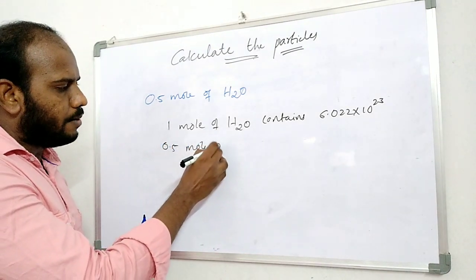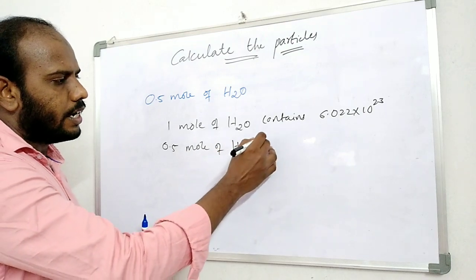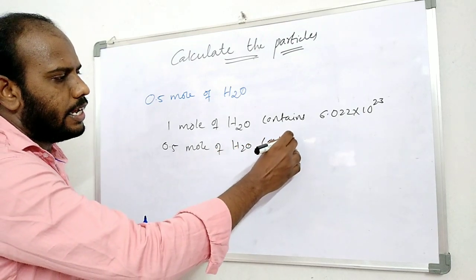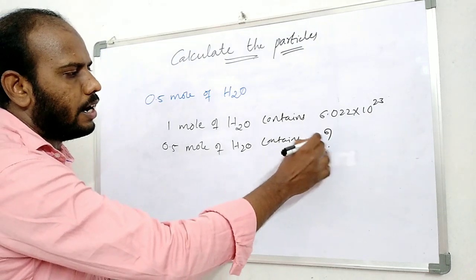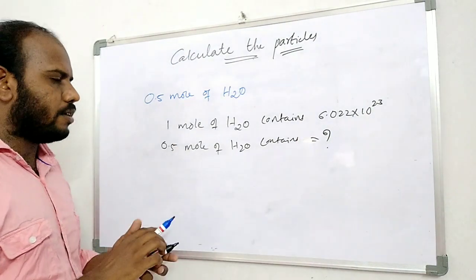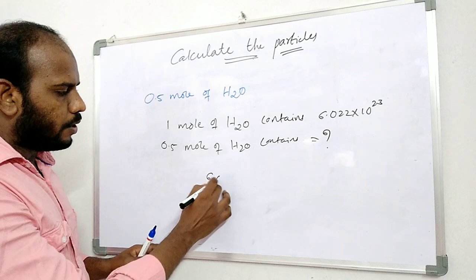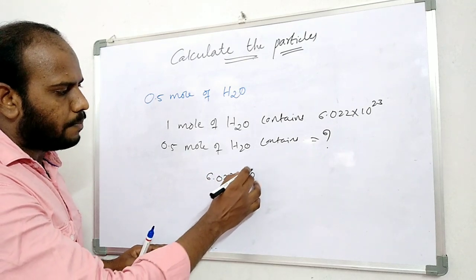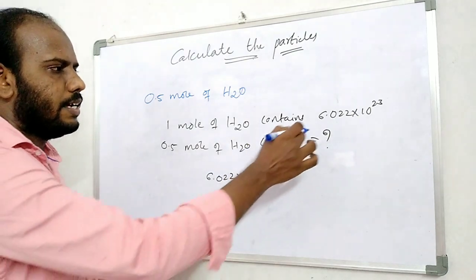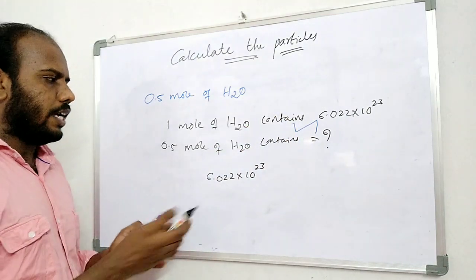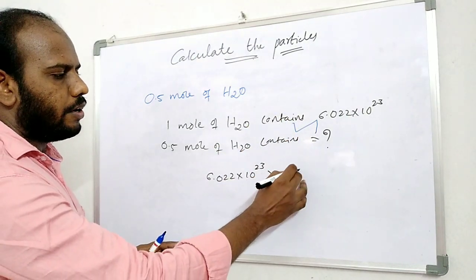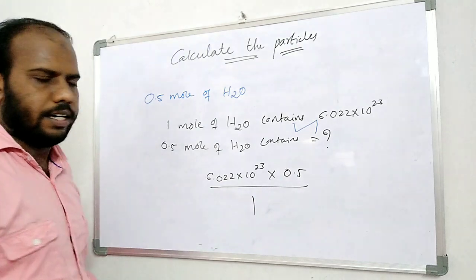So 0.5 mole of H2O contains, yes or not? Contains what? We know that. So in a simple process, we can write very easily 6.022 into 10 to the power of 23. The same process we are doing, into 0.5 by 1. Yes or not?